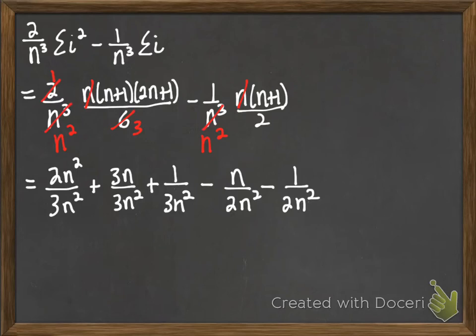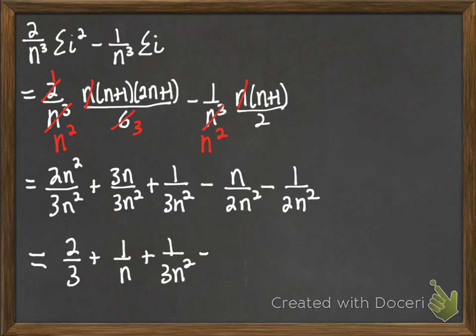Okay, and then we continue on. There's a little bit of simplifying that we can do here. So 2n squared over 3n squared is 2/3. Then we'll have 3n over 3n squared is 1 over n. And then 1 over 3n squared. n over 2n squared is just 1 over 2n. And then minus 1 over 2n squared.